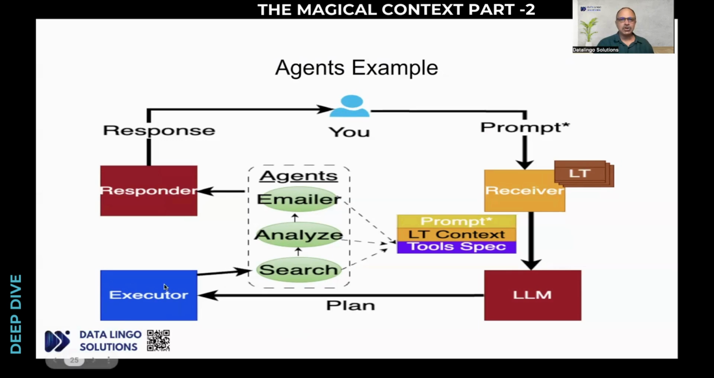The executor module then follows this plan and delegates each step to the appropriate agents. The search agent handles searching for the report and downloading it. The analyze agent processes the report and extracts insights. Finally, the email agent sends the analyzed report to the user. How cool is that?